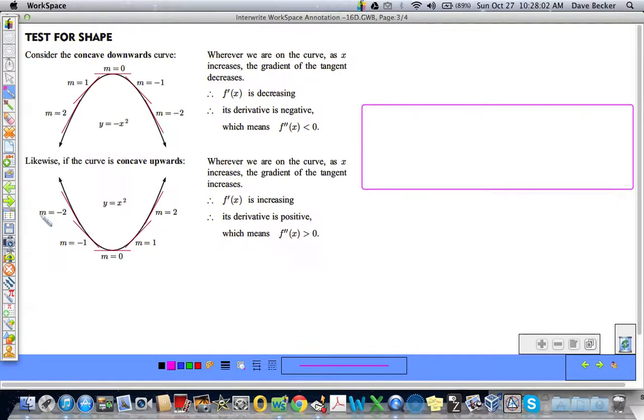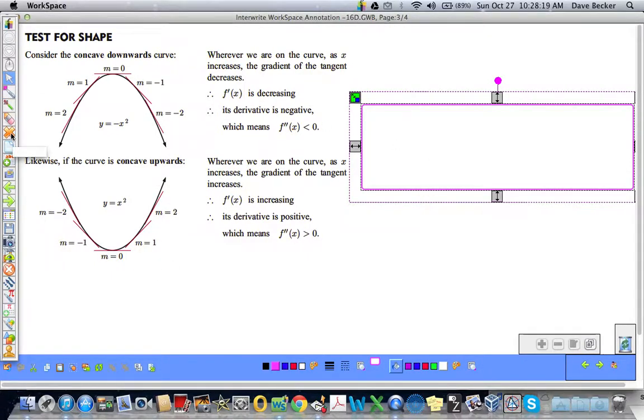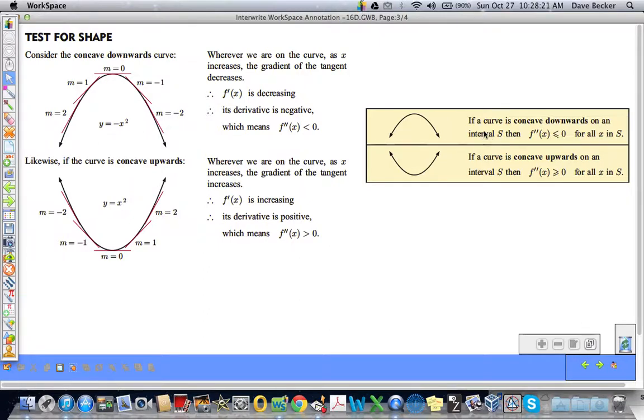Okay? And here's a nice little summary of it as well, sort of the same thing that I was doing. I put it on here, it's in your book. Maybe you can read through this. It's really the same thing, but I just wanted to do it with a real graph and show you these things. And here's the upshot. If a curve is concave downwards on an interval, then the second derivative is negative on that interval. And if a curve is concave up on an interval, then the second derivative is positive on that same interval.